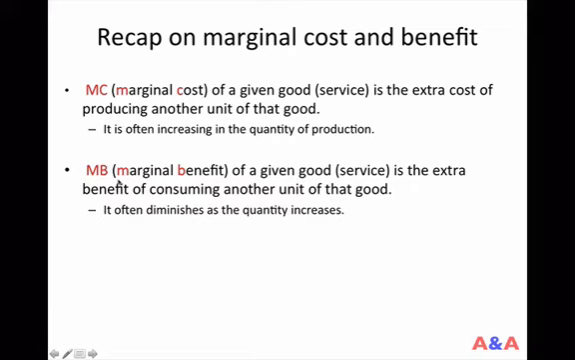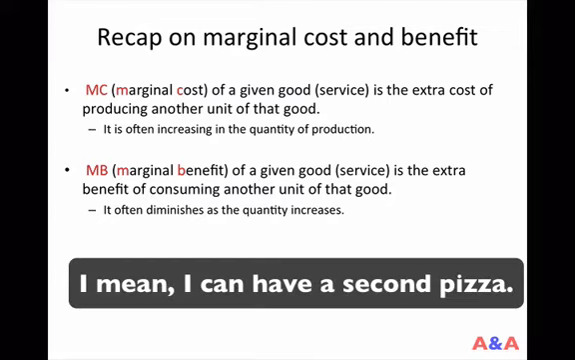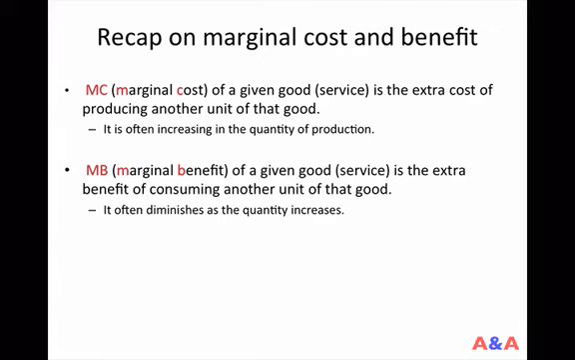In contrast, the marginal benefit of a given good or service is the extra benefit of consuming another unit of that good, and it is often diminishing as the quantity increases. I love pizza, so I'm willing to pay £10 for the first pizza. I'm a good eater. I can go with the second pizza, but my willingness to pay for the second pizza is not as high as £10, maybe £8. Because the second pizza doesn't make me as happy as the first pizza.